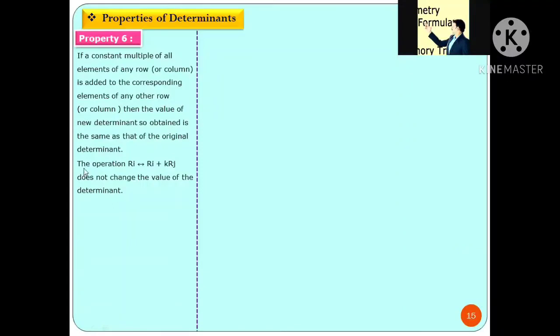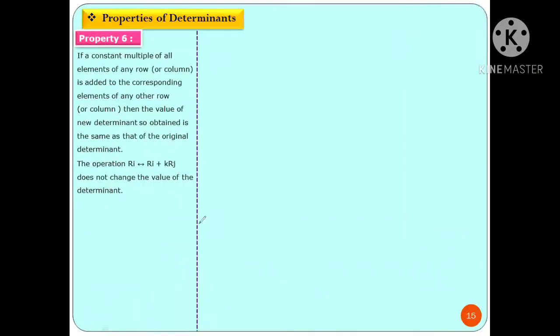Before that, one line here: whatever operations we apply, we write as Ri changes to Ri plus K times Rj. Here, the sign must be only a single-headed arrow, not double-headed, because only one row we are changing. So the implication symbol is a single-headed arrow. Ri changes to Ri plus K times Rj does not change the value of the determinant.